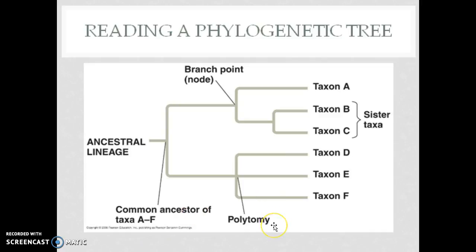And the last one we need to look at in this would be a polytomy, which would be right here, which is simply where there's a common ancestor and then we have more than 2 taxa derived from it. So poly would be many. We have many taxa from one initial common ancestor.